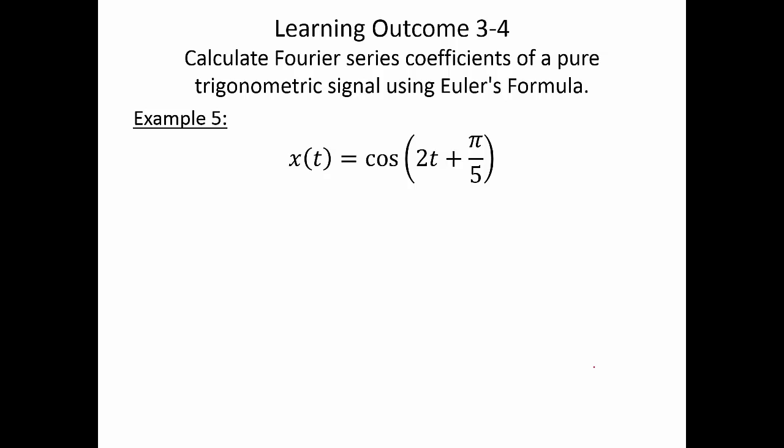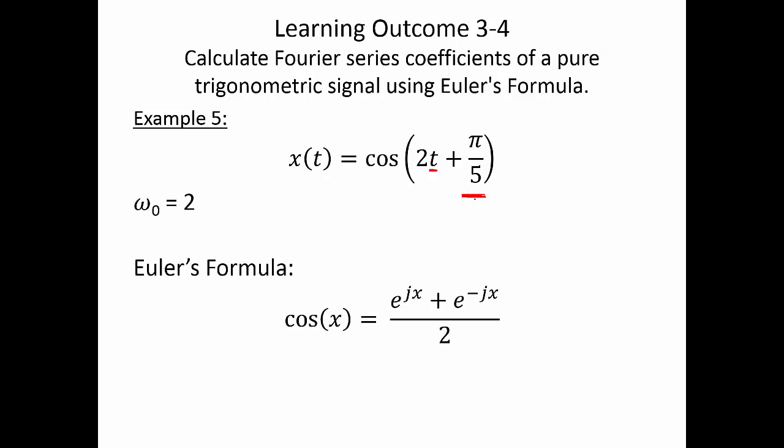One more example. Only want to do one term, but I want you to think about what happens when we have an extra constant added in, a phase term. It's no longer having a t, it's just a constant. It's our phase. Omega 0 is still 2, only one frequency present. Still going to use Euler's formula, because it's a cosine. You want to get it in terms of complex exponentials.